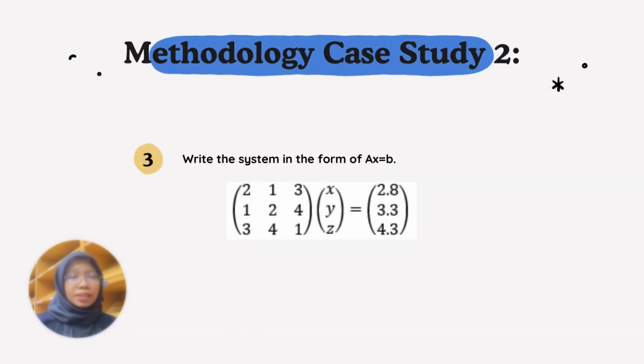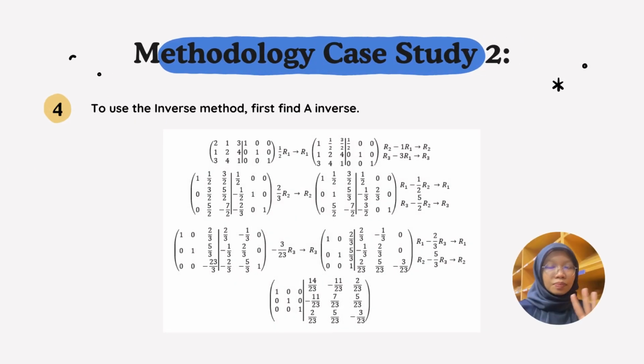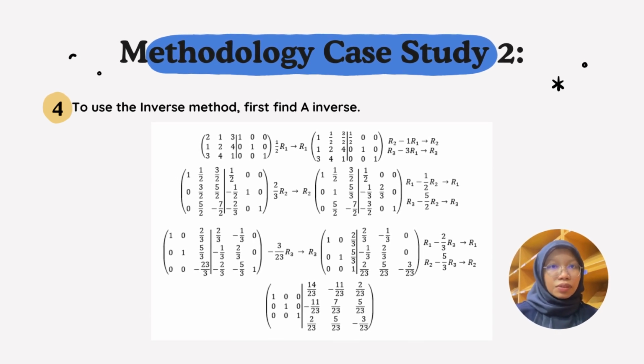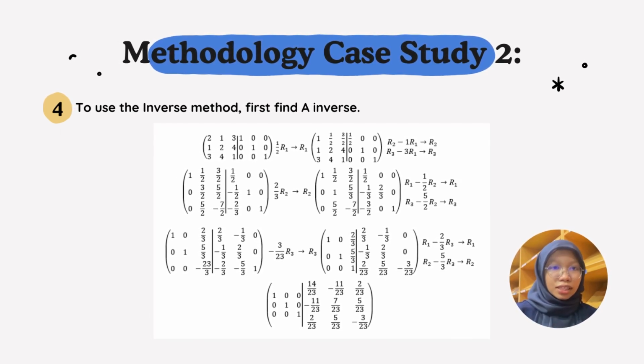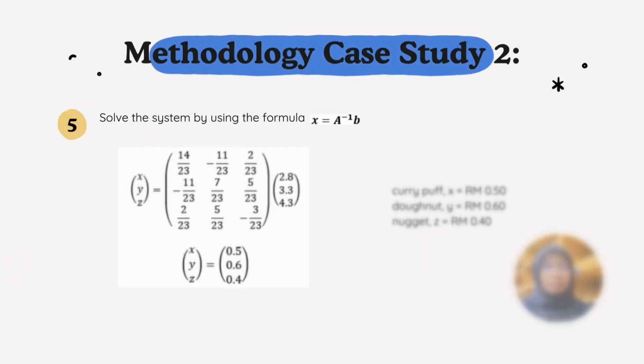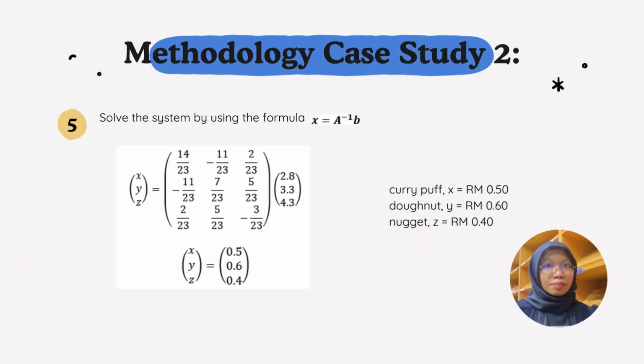The third step is to write the system in the form of AX equals B, as you can see in the slide. Fourth step, we need to use the inverse method to find the inverse. We need to use the row operations and fill the left side with the matrix, as you can see in the slide. The last step is to solve the system by using the formula X equals A inverse multiplied by B.